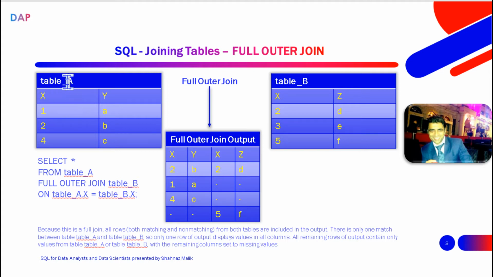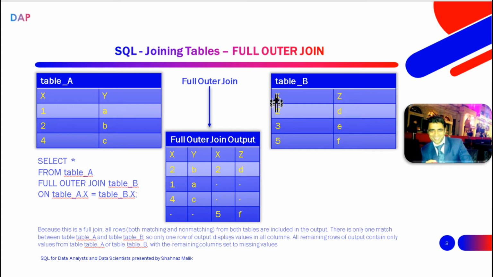So here is table A. It has 2 columns, X and Y, with some records as given here, and you have table B with X and Z columns and with some records. If you full outer join these two, table_A and table_B, the output will be like X, Y, and X, Z. You get all columns. And then you have a match here: 2 is here and 2 here.